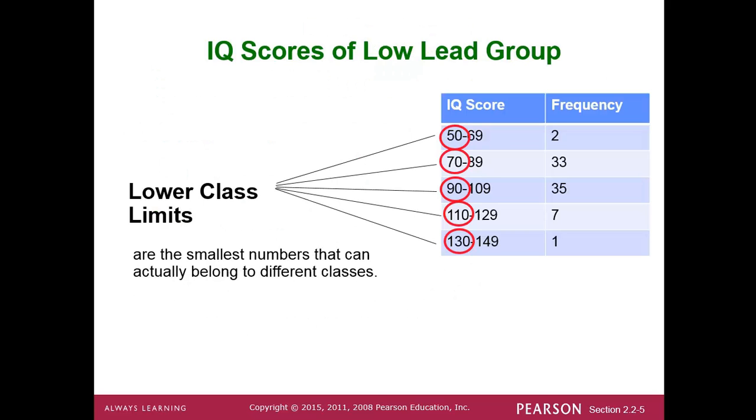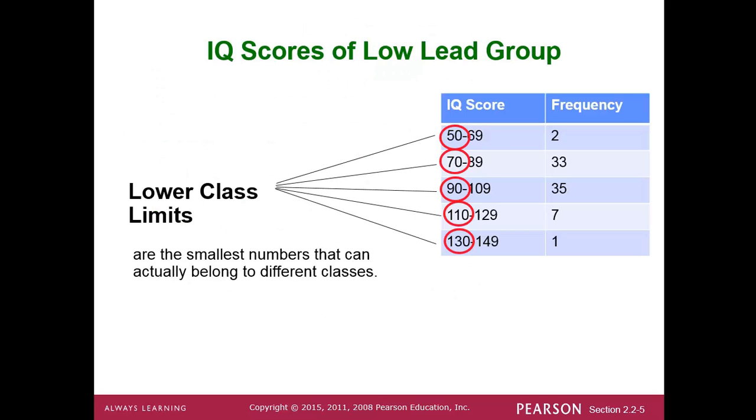Now when we look at the classes, 50 to 69, 70 to 89, 90 to 109, 110 to 129, you will notice that all of the classes are the same size. There's a consistent pattern, and that's important. A requirement of a frequency table is that there's a consistent size of class and that pattern is not disrupted.